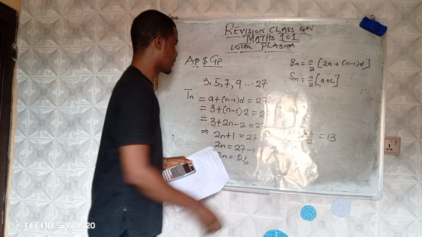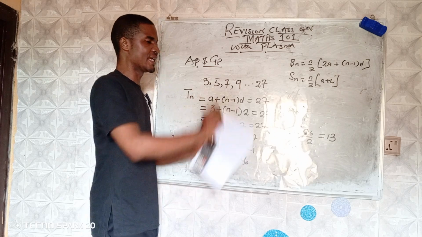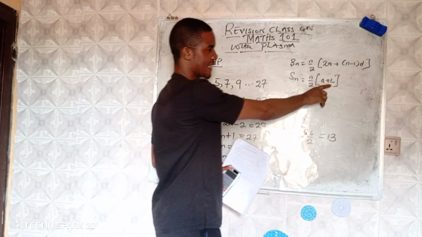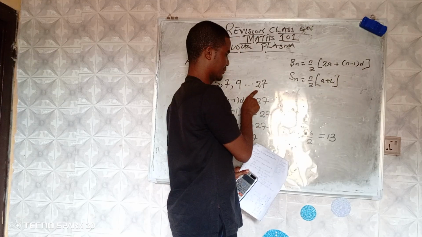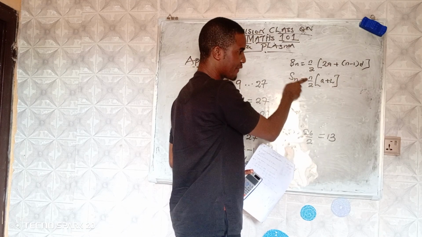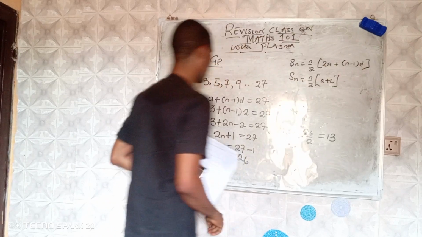So I have succeeded to get the value of n. And I believe you see the way I got the value of n. Like I said, when do you know you are going to get the value of n? If they give me the last term, I will know that I will definitely look for the value of n. But if they didn't give me the last term, I will see the value of n, which is the next example I'm going to take.